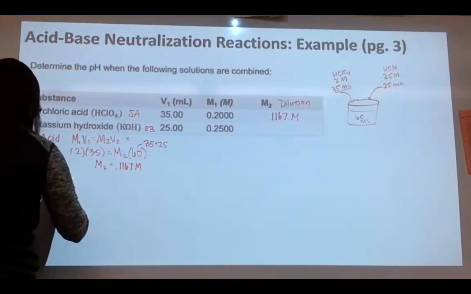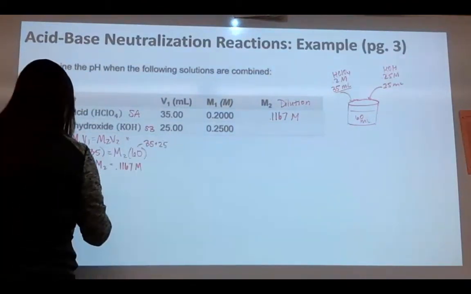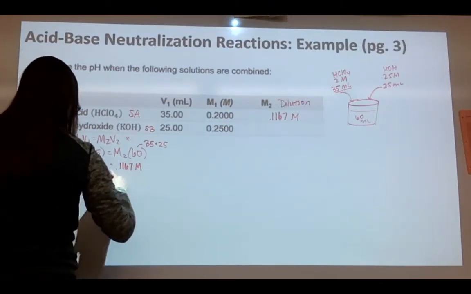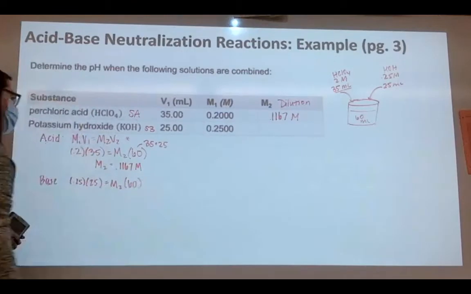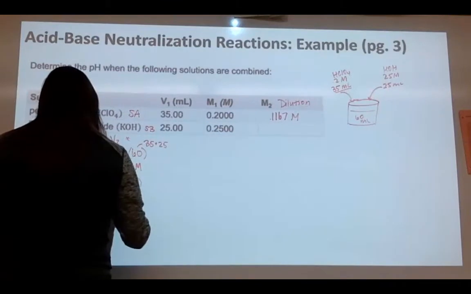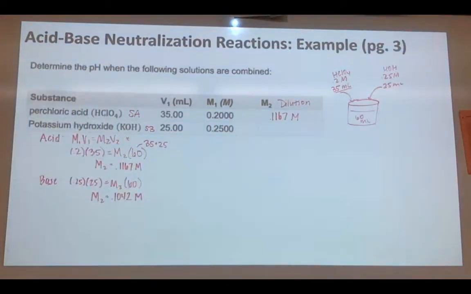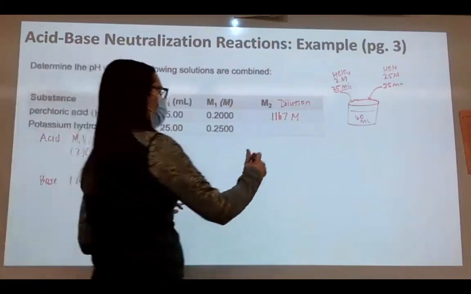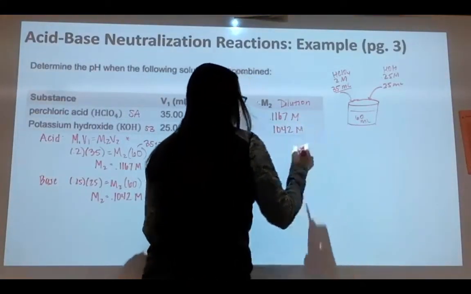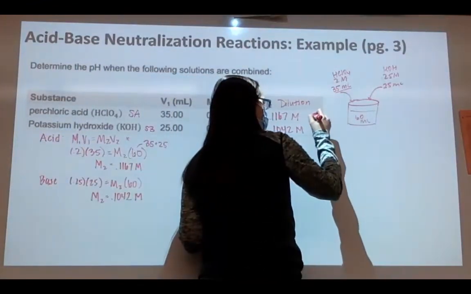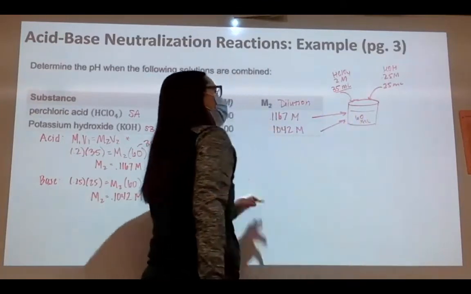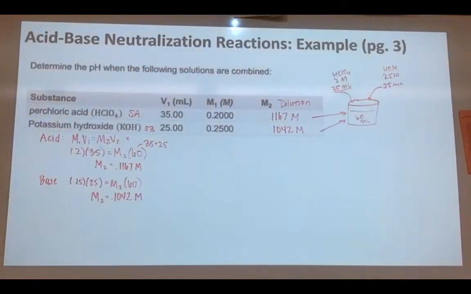So then for the base, let's do the same thing. M1V1 equals M2V2. So M1, 0.25, V1, 25. We're solving for the new molarity when the two solutions are mixed. So the new molarity of KOH, 0.1042 molar. So now these are the molarities of the acid and the base when they react. These are the molarities of the acid and of the base when they react in that beaker.